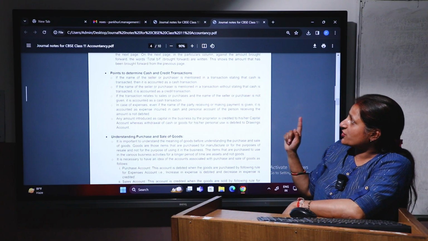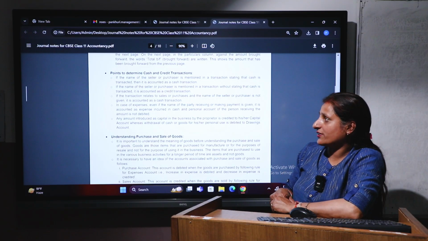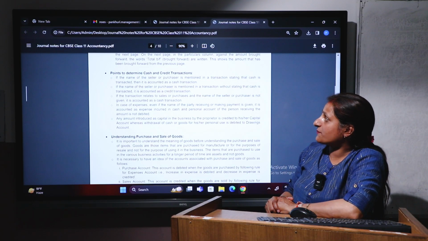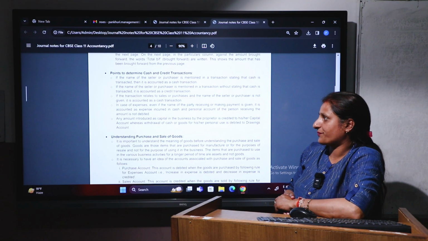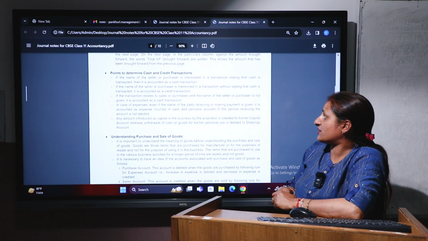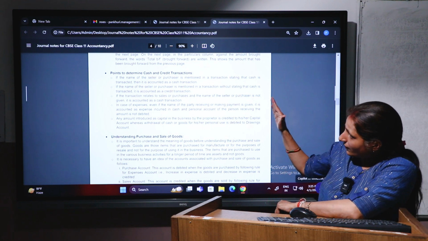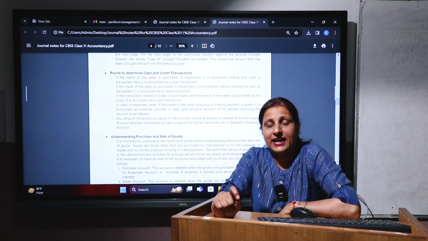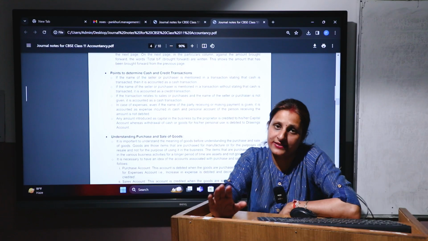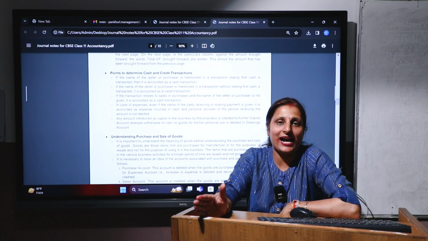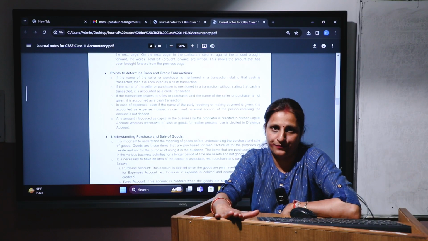If the name of the seller or purchaser is mentioned in a transaction stating that cash is transacted, then it is accounted as a cash transaction. If the name of the seller or purchaser is mentioned in a transaction without stating that cash is transacted, it is counted as a credit transaction. If the transaction is related to sale or purchase and the name of the seller or purchaser is not given, it is accounted as a cash transaction. What does this mean? If any transaction is given to you and the name of the seller or purchaser is there and it is written that it is a cash transaction, that means it will be recorded as a cash transaction.